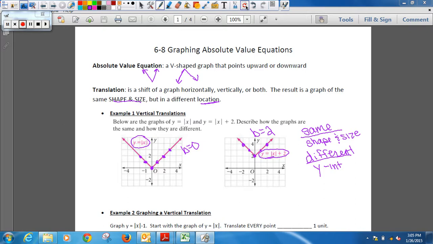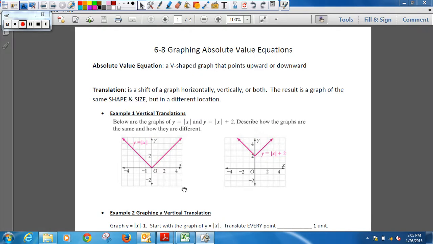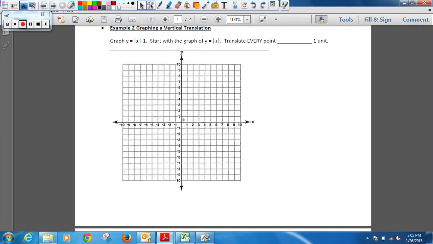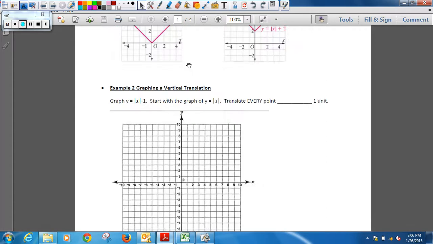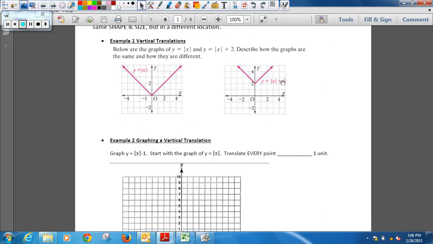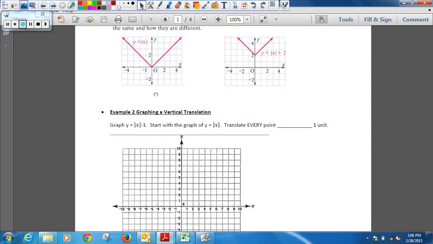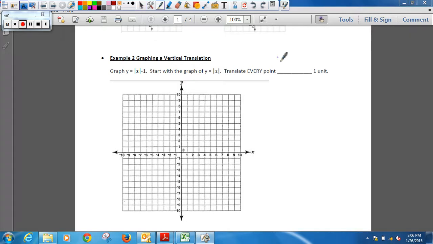Okay, example number 2 then is graphing a vertical translation. So it says graph y equals the absolute value of x minus 1. Start with the graph of y equals the absolute value of x. Translate every point. Well, if I recall up here, this plus 2 on the outside meant I moved up 2. So this negative 1 down here then means I'm going to move down. So if I look here, I'm going to move down 1 unit.